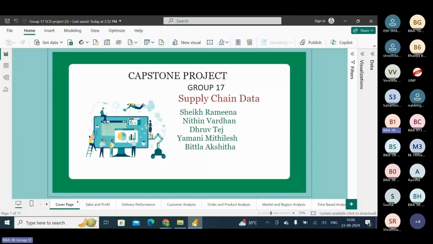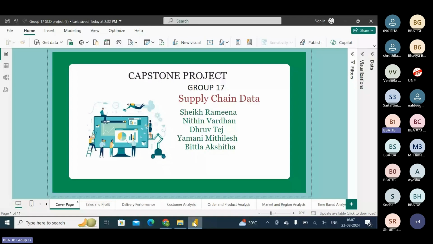The objective of using supply chain data is to enable organizations to visualize, analyze, and optimize their supply chain operations. Also to track key performance indicators such as lead times, delivery accuracy, and production efficiency.